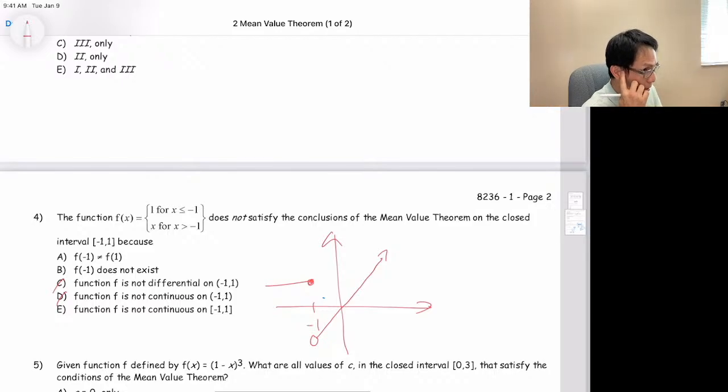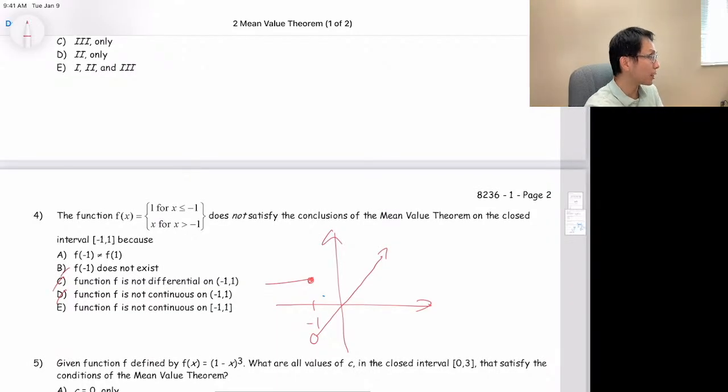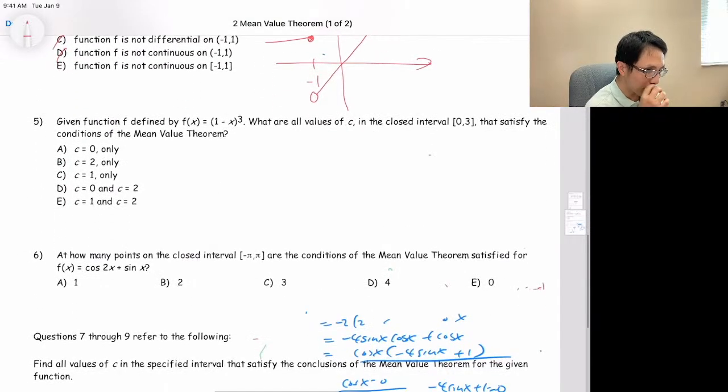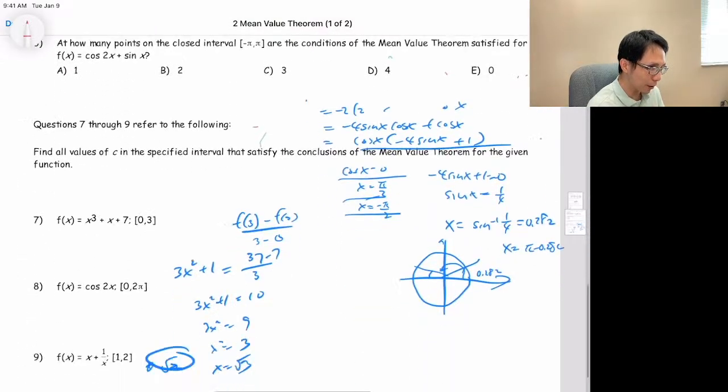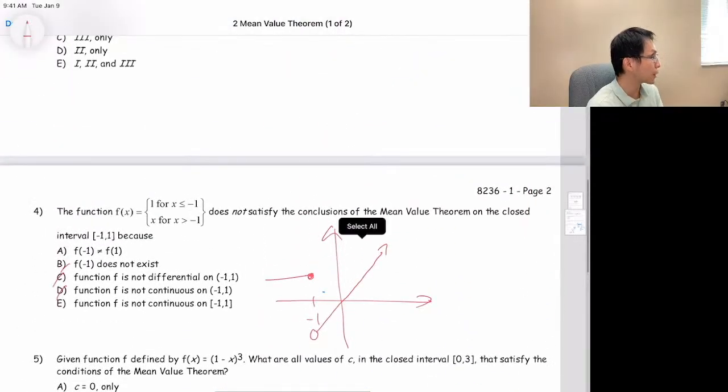Does that make sense? Does f of negative 1 exist? It does, right? So those are the things you have to go through. Calculation-wise, I'm going to let you figure out how to do the calculations, because calculation is not hard. The conceptual part is harder.